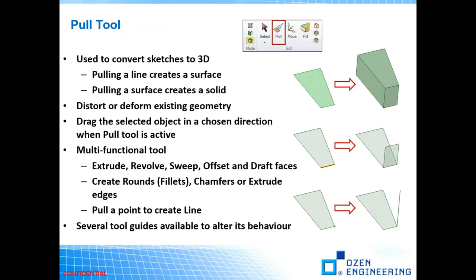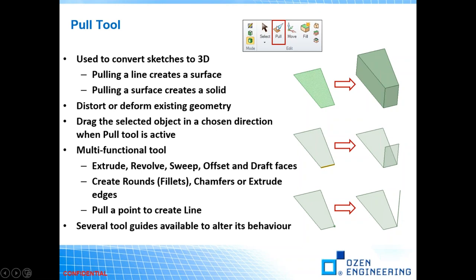So the pull tool, one of the strongest tools in SpaceClaim, you can use it to convert your sketches from 2D to 3D. You can use it to create 3D or even a surface or a line based on what you are pulling. As you can see on the top here, if you are pulling a surface, you get a 3D. If you're pulling a line, you get a surface. If you're pulling a point, you get a line. So it gives you an extra dimension.